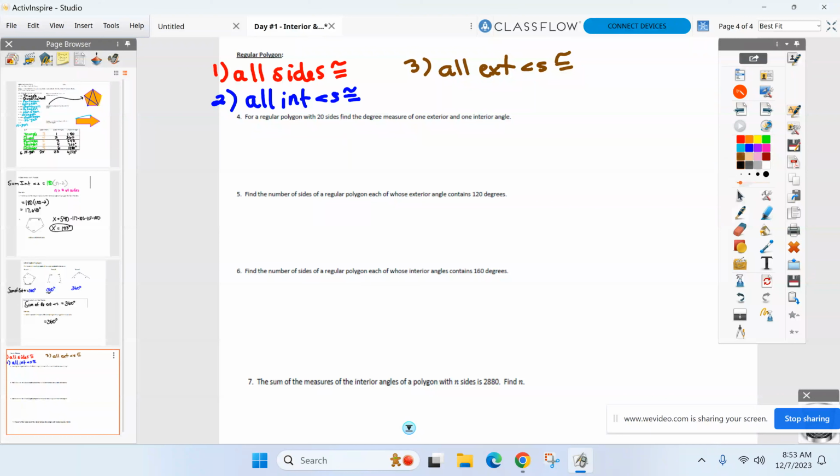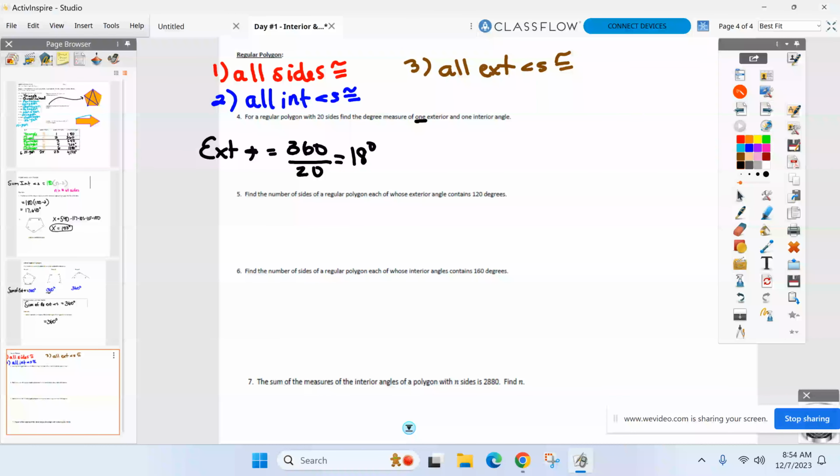So in number 4, I have a regular polygon with 20 sides. All I want is one exterior and one interior angle. I don't want the sum. I'm going to start with the exterior because that's a little easier than the interior. What do they all add up to? 360, I don't care how many sides. They all add up to 360, and there are 20 of them that are all the same. What do we do with that 360 and 20? Divide them out: 360 divided by 20. So one exterior angle is 18 degrees.